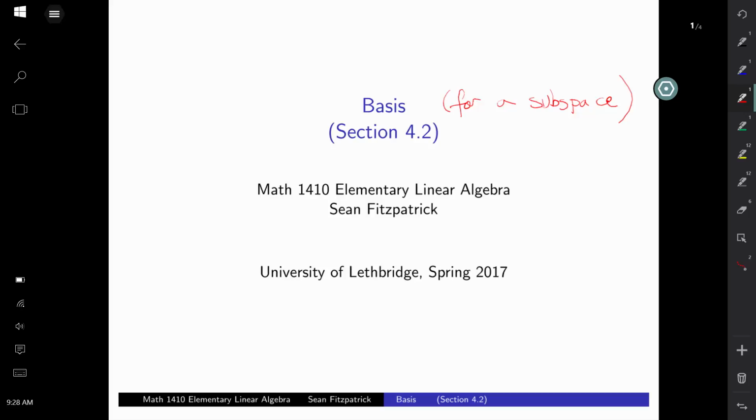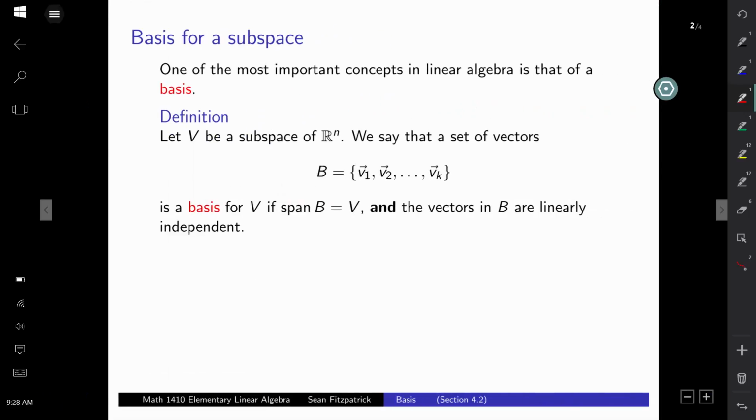So a basis is basically what you take if you start with a spanning set and then you get rid of any garbage that's in there, you get rid of any redundant vectors, and what's left over once you throw away the redundancies is an independent set. So a basis is going to be a set of vectors which is independent and also spans your subspace. So here's the definition, right?